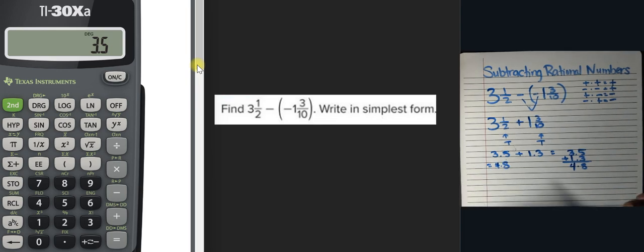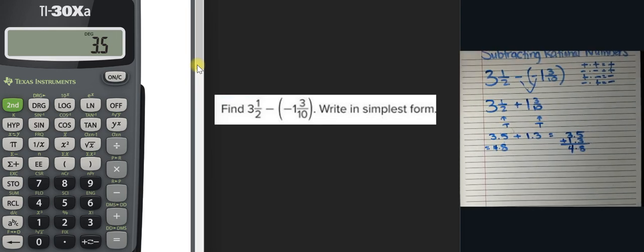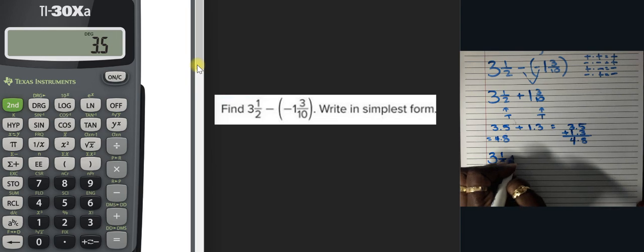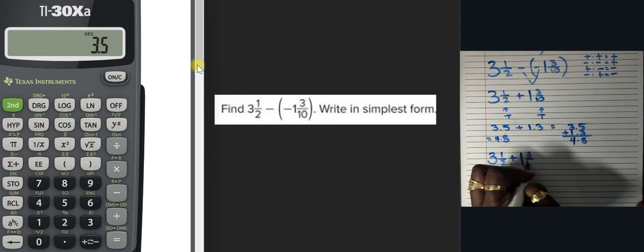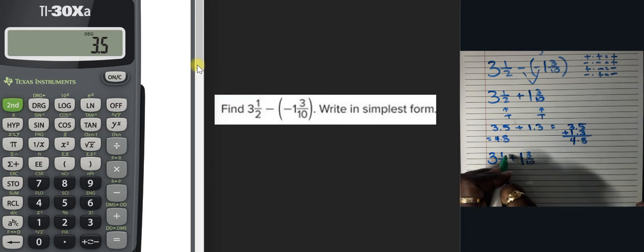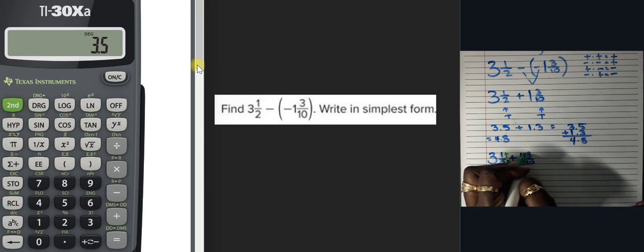Okay. Now let's go and see what it is because they want the fractions, right? So we have 3 and 1/2 plus 1 and 3/10. And remember, we're going to talk about Texas. So we're going to use the abbreviations of Texas for us to remember what happens.